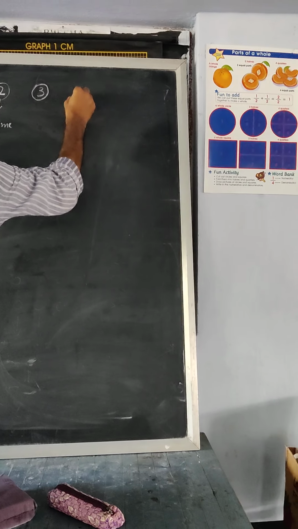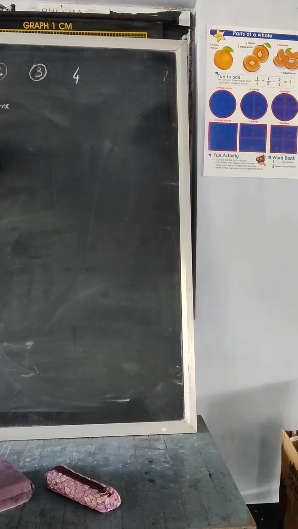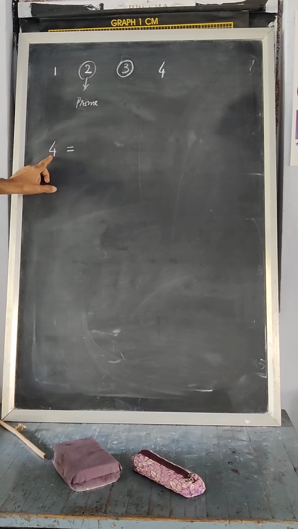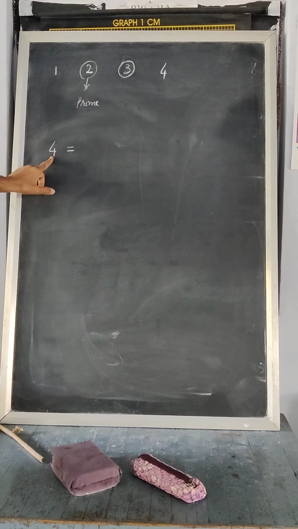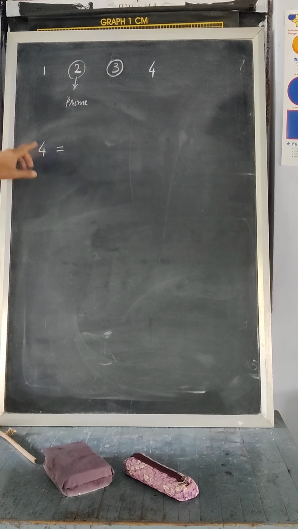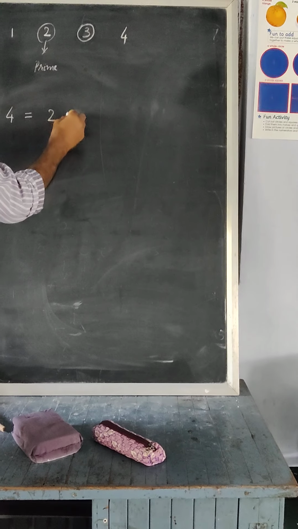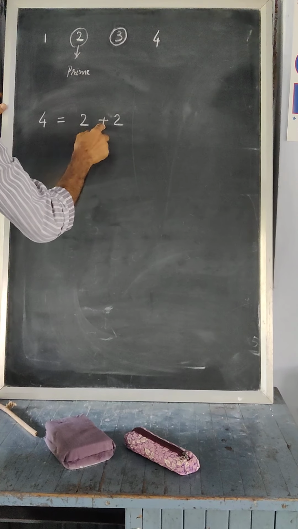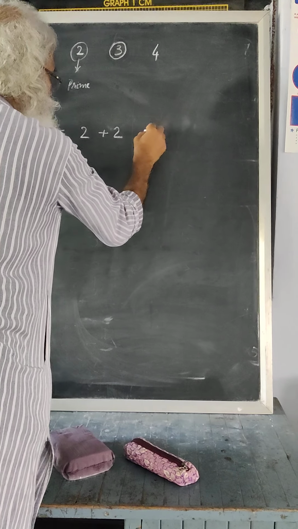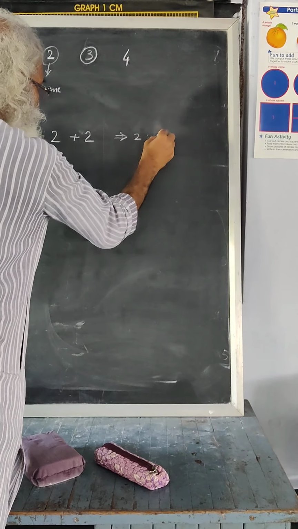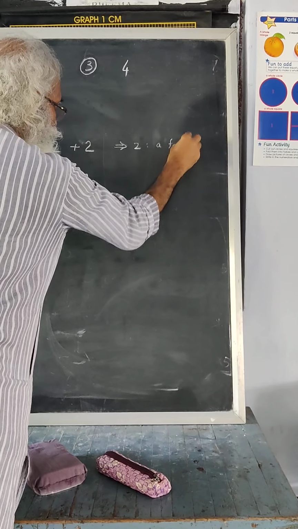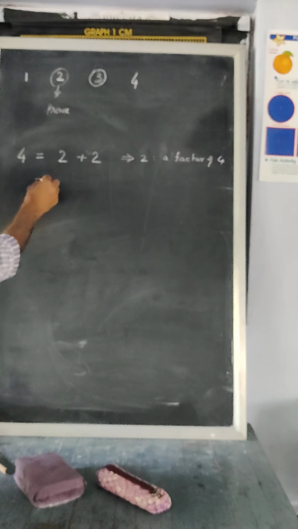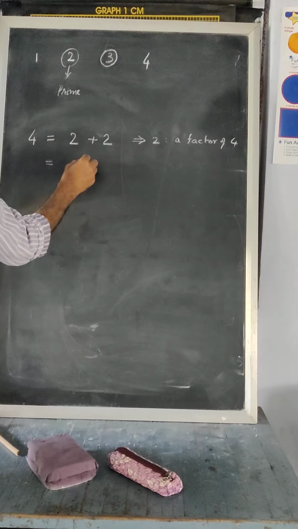Now 4. Can we find out which number smaller than 4 when repeatedly added gives us 4? 2. Yes. 2 plus 2. So we have taken 2 repeatedly and added, and we get 4. So this implies 2 is a factor of 4.